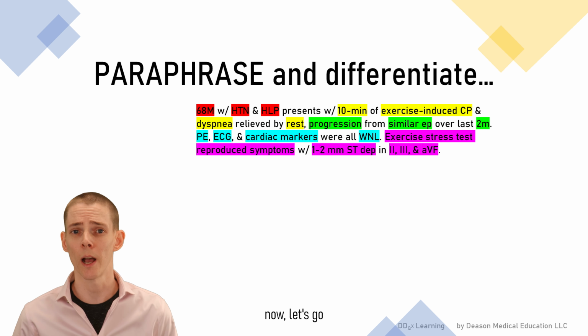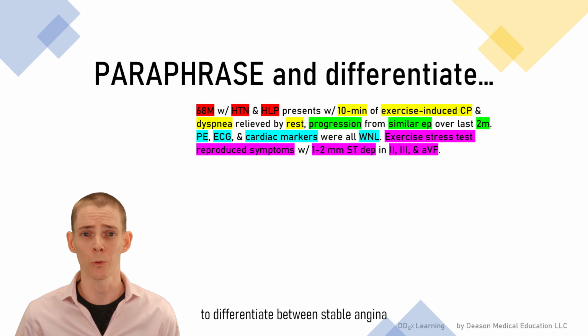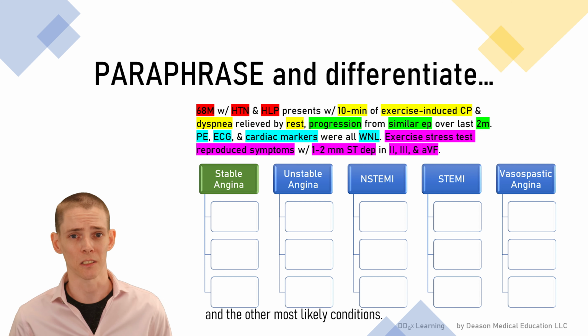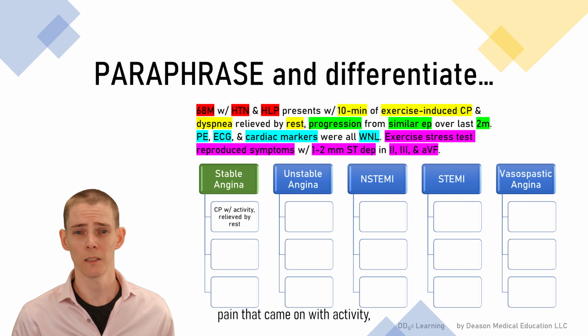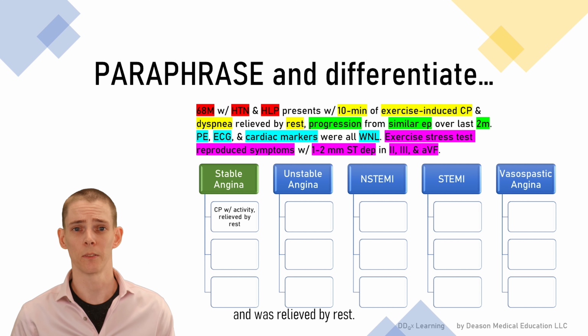Alright, now let's go ahead and use this key information to differentiate between stable angina and the other most likely conditions. Our stable angina presented with chest pain that came on with activity, resolved in under 15 minutes, and was relieved by rest.